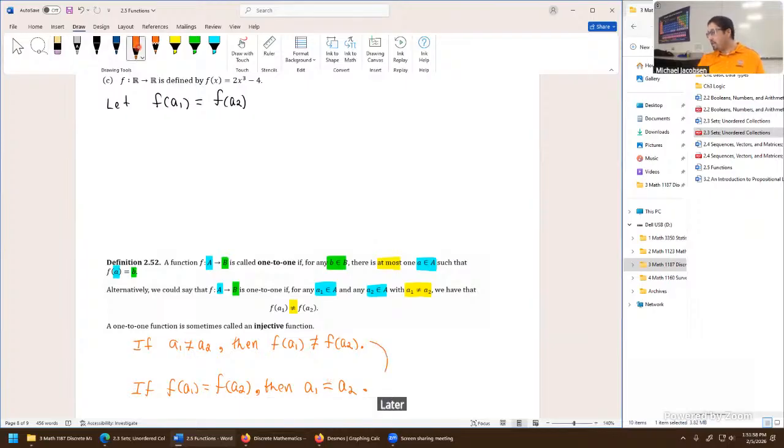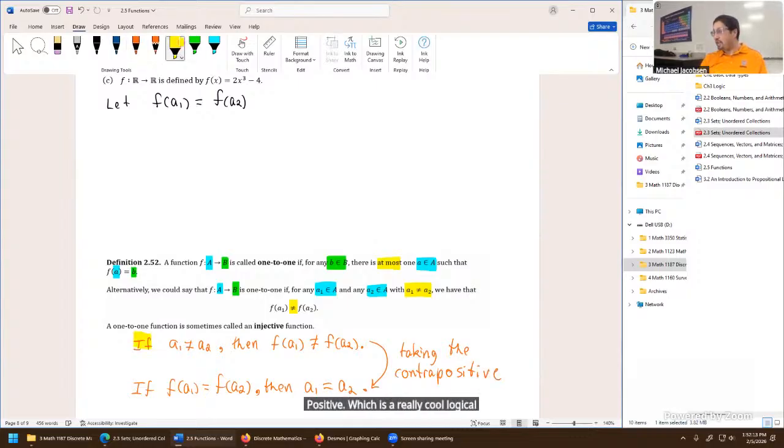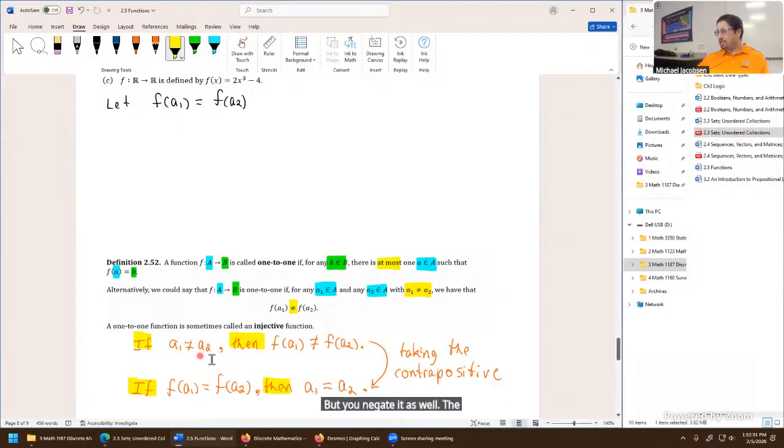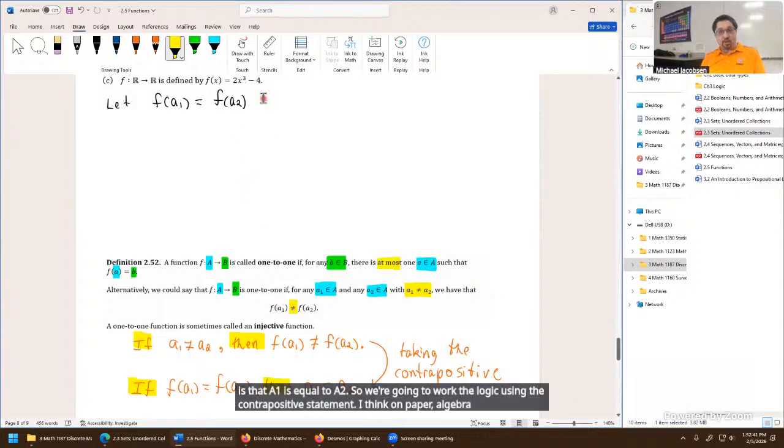Later on, we're going to call going from here to here taking the contrapositive, which is a really cool logical technique that you can do with any if-then statement. What you do is you start with this. If you're going into the contrapositive, again, negate it. So the negation of not equals is equals. And the old hypothesis here becomes your conclusion in the contrapositive, but you negate it as well. The negation of A1 is not A2 is that A1 is equal to A2. So we're going to work the logic using the contrapositive statement. I think on paper, algebraically, that's just the easiest way to say it.